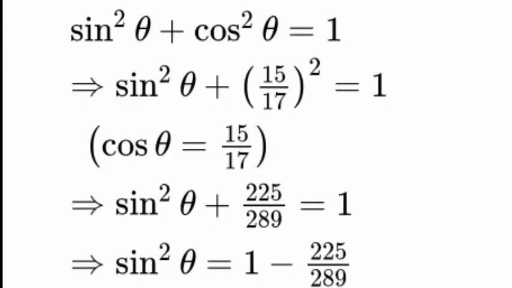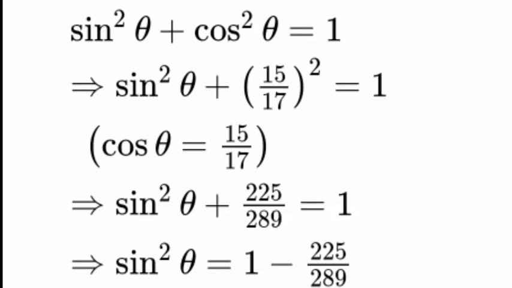First step, we have to write sin square theta plus cos square theta is equal to 1. Then next step, sin square theta plus, instead of cos square theta, we have to write (15 upon 17) whole square is equal to 1. Then sin square theta plus 225 upon 289 is equal to 1. Why is it 225? Because it is 15 square. Then 289 is 17 square.